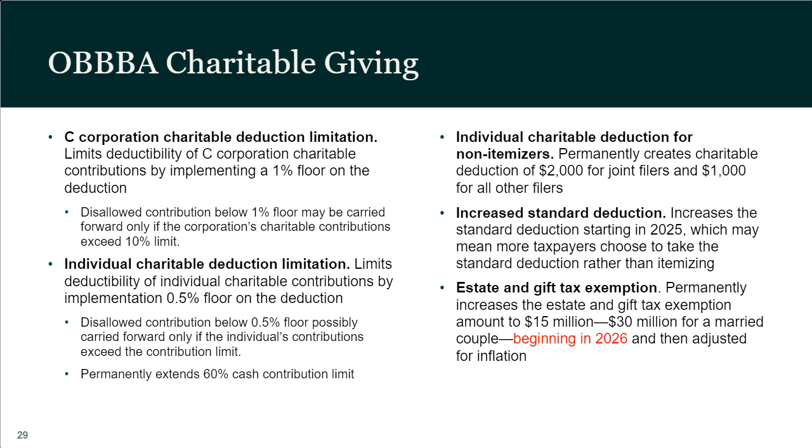One thing that is very positive is the individual charitable contribution for non-itemizers. They've permanently created the charitable deduction of $2,000 for joint filers and $1,000 for other filers above the line. So even if somebody's taking the standard deduction, those $2,000 or $1,000 would be deductible. And I think that's going to be a pretty big selling point for a lot of the smaller donations. And then the estate and gift exemption has been permanently increased.